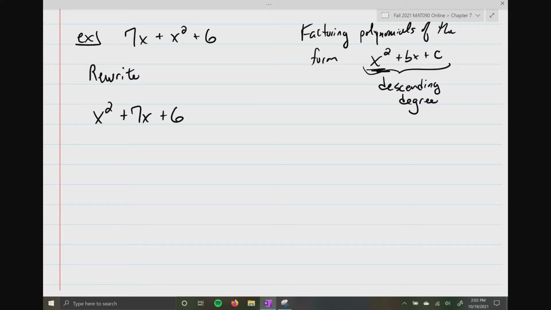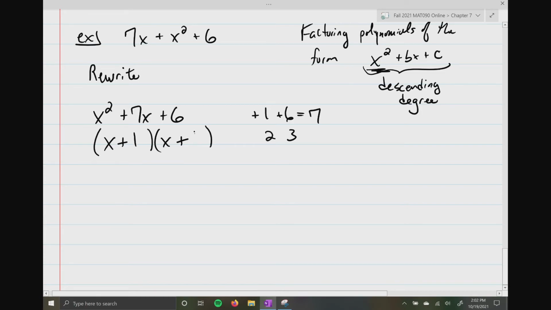That's it. So let's write the multiplication of two binomials underneath. Copy down the first sign. Obviously, the second sign has to be a positive because my 6 is positive. I write out the factors of 6, and I know they got to combine to give me 7, and both numbers are going to be positive, and that only occurs with plus 1 and plus 6. So plus 1 and plus 6. There we go.